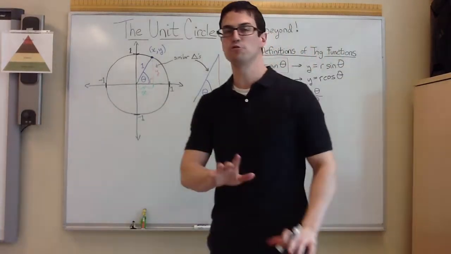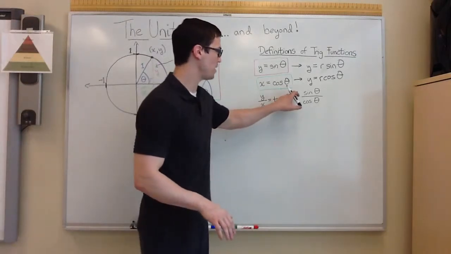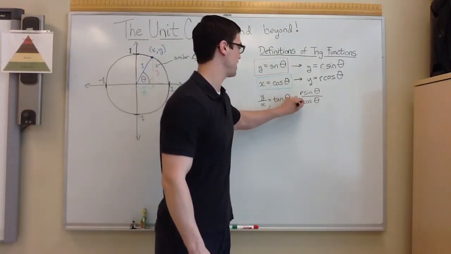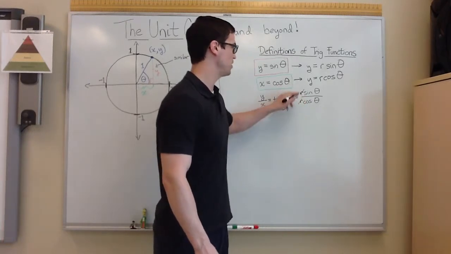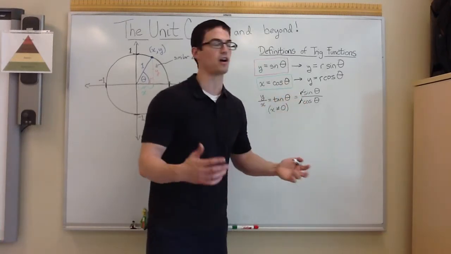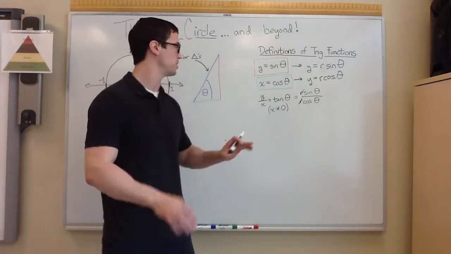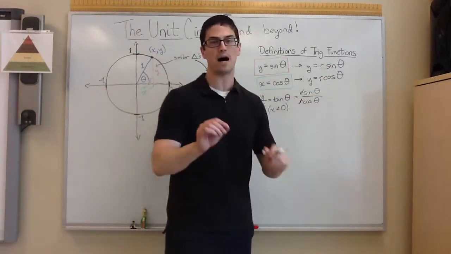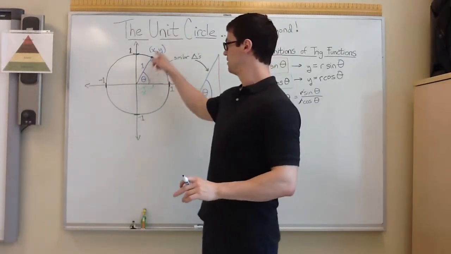Now with tangent, you don't actually need to do anything. If you wanted to, you could add the r's in here, but it doesn't matter because they would just cancel, since you're dividing. So r over r would cancel, and you end up with the same exact function regardless for tangent. But for sine and cosine, it's really important to know that you have to multiply by whatever that hypotenuse is.